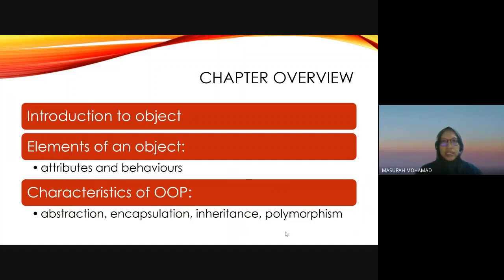Basically, there are 3 important points that you need to know in this chapter. First is the introduction to object. Second, what are the elements of an object? Third, the characteristics of object-oriented programming.